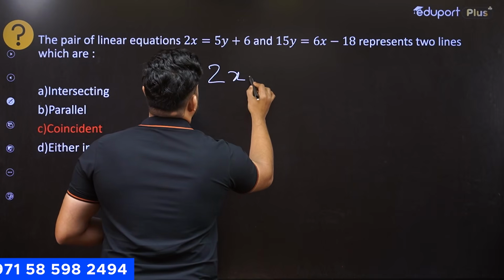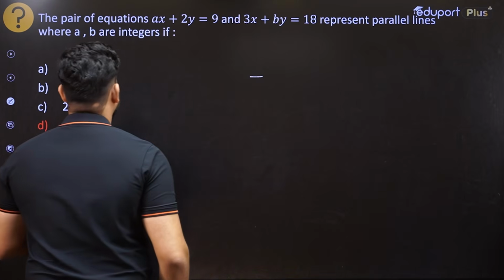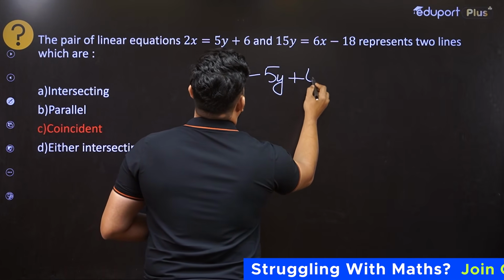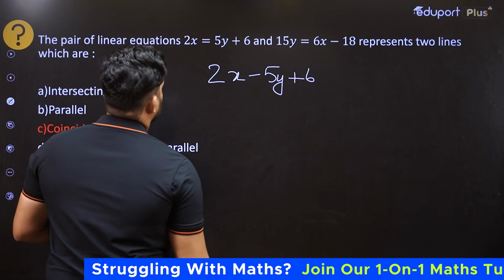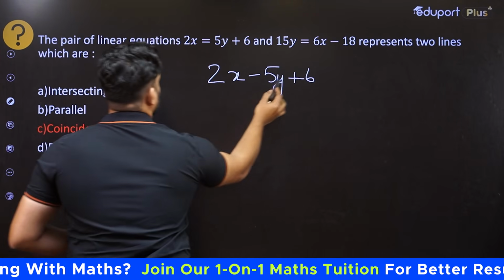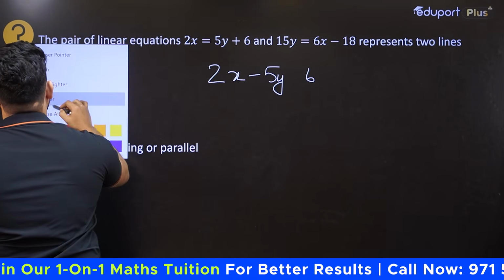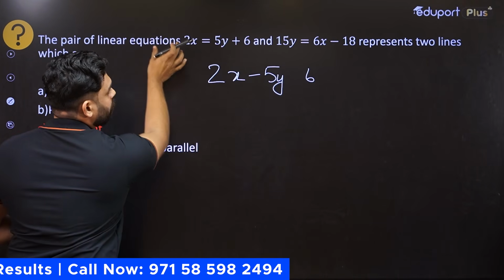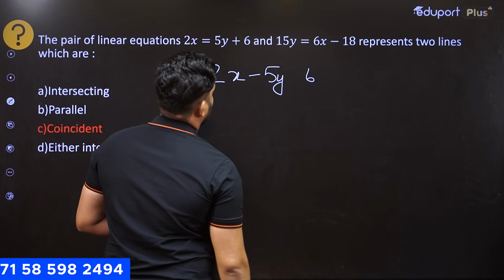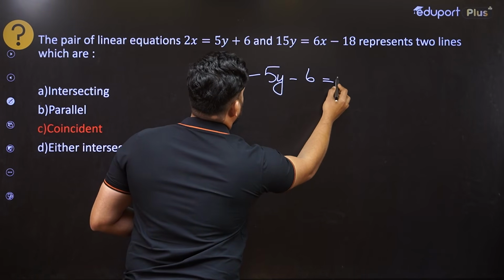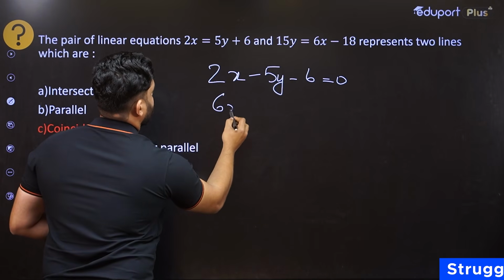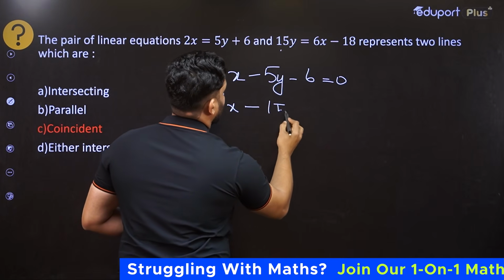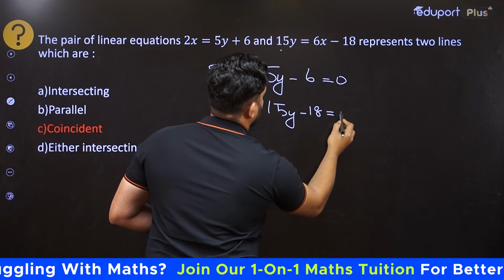2x minus 5y plus 6. Sorry, the sign will change to minus if you take it to the other side. We are taking this 5y plus 6 to the left hand side. So it will become 2x minus 5y minus 6 is equal to 0, and for the second one, we will take this 15y to the right hand side. So 6x minus 15y minus 18 is equal to 0.